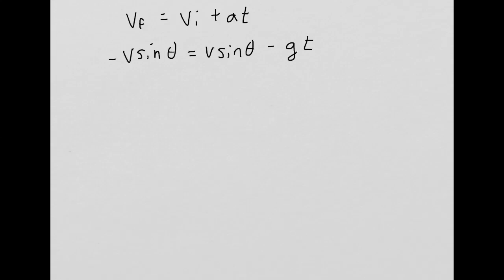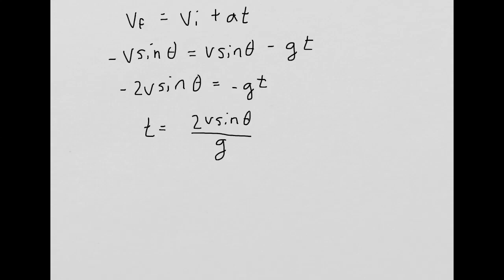Alright, I'm going to bring the negative v sine theta to the other side, and I get negative 2v sine theta equals negative gt. And then solving for t, I get that time equals 2v sine theta over gravity. Okay, so I'm able to solve for time in terms of my initial velocity, gravity, and my projection angle.